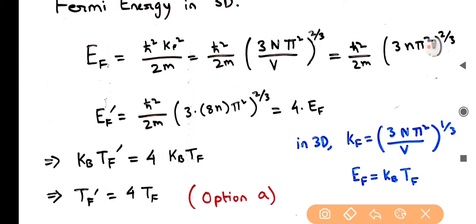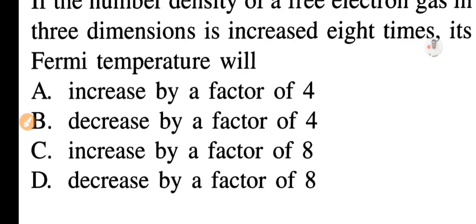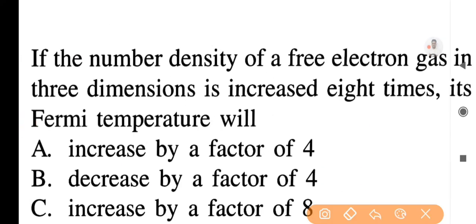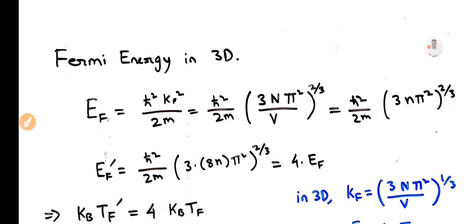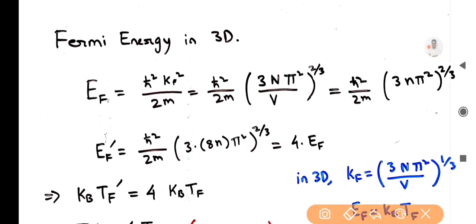So this is the undisturbed EF, and now we have to increase the number density by a factor of 8. You have to put only the n value equal to 8n. Then you can easily find this EF prime equals 4EF.